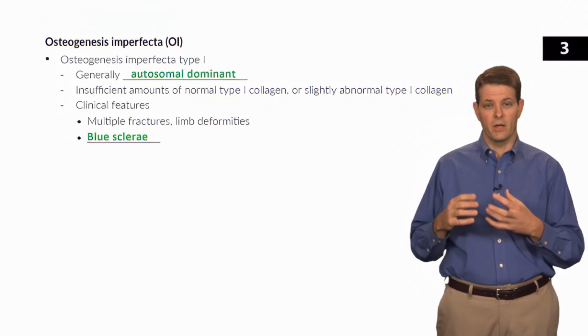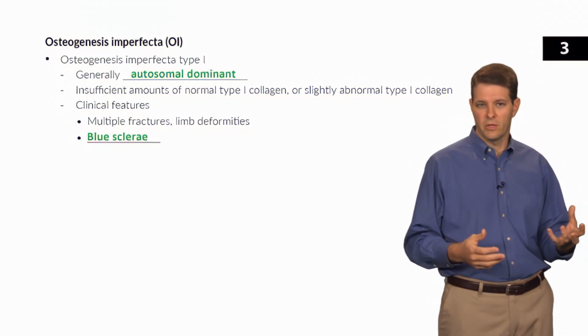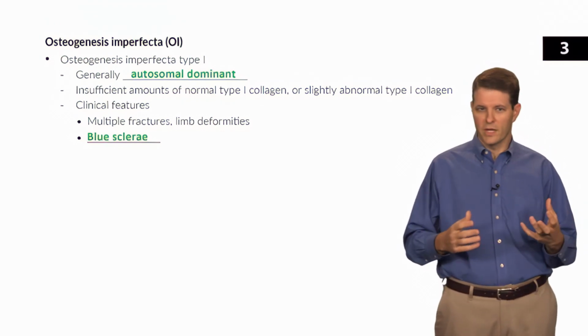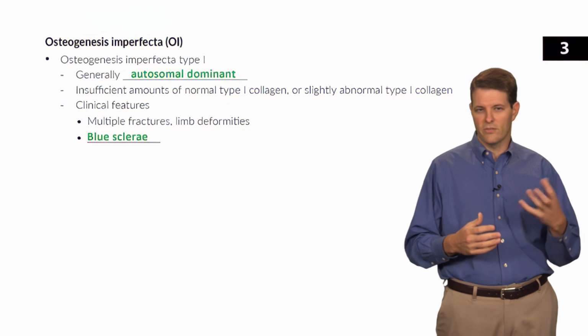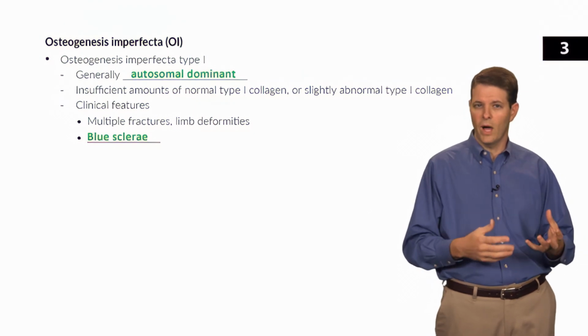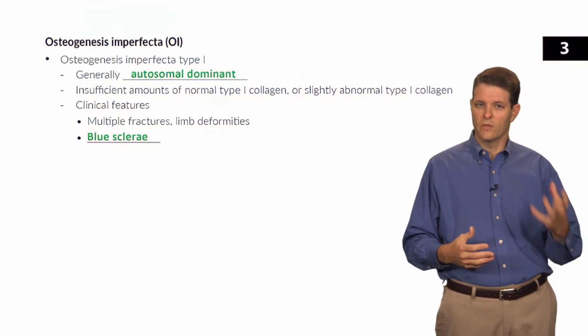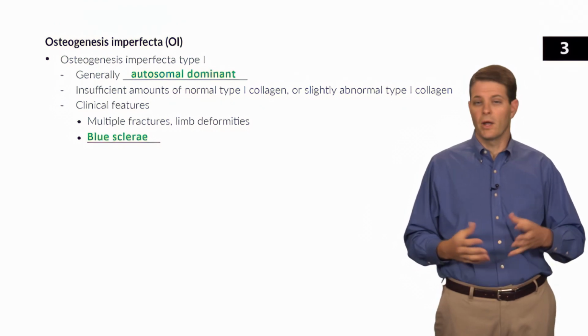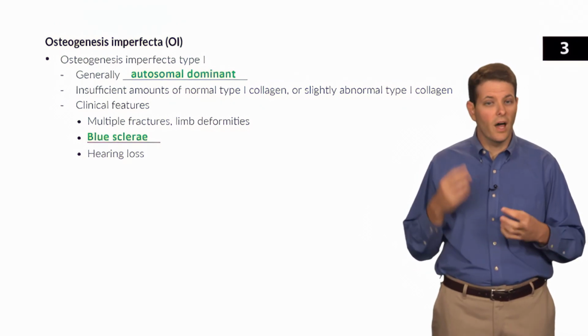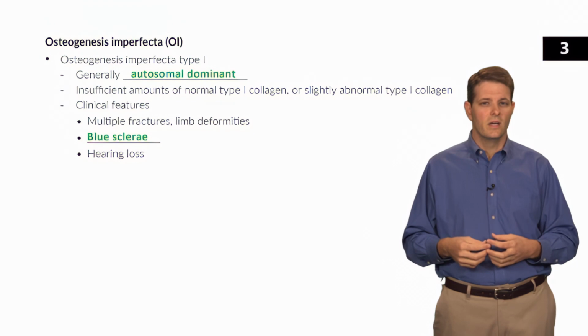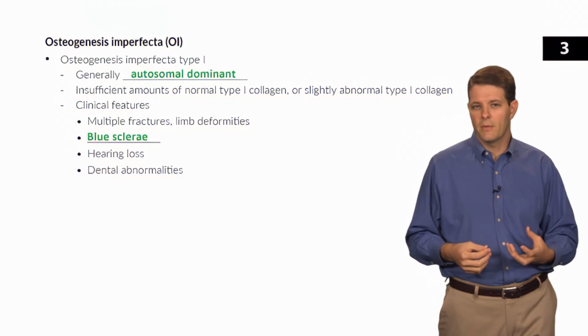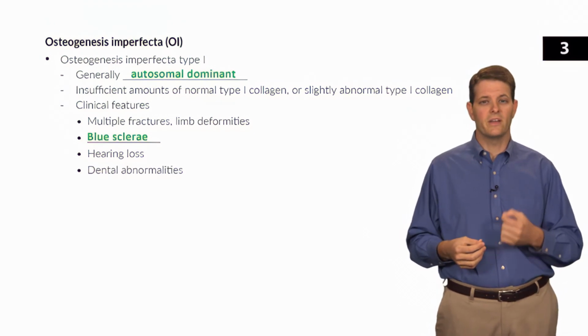and you're either going to think about OI or you might think about child abuse. Now, don't mistake one for the other and ship this kid off to CPS or foster care. It could be a case of OI. So how do you tell the difference? You look for those blue sclerae. You might also look for hearing loss because the ossicles of the middle ear can be affected. And you can also look for dental abnormalities because that type 1 collagen is found in the dentin of the teeth as well.